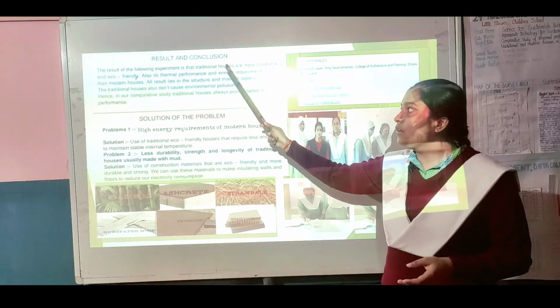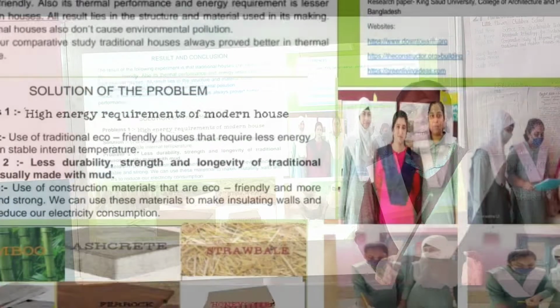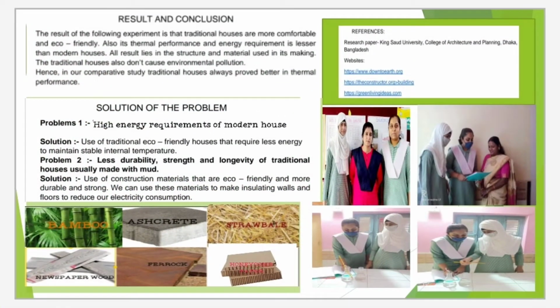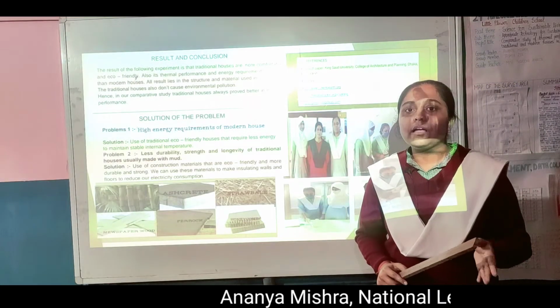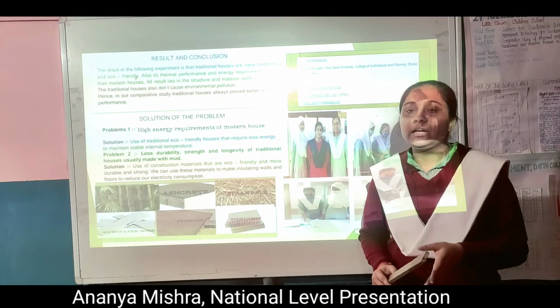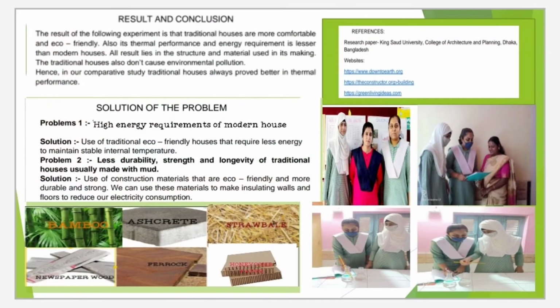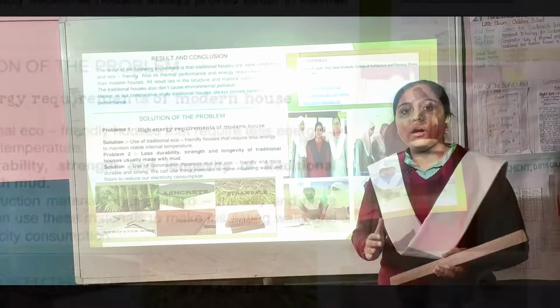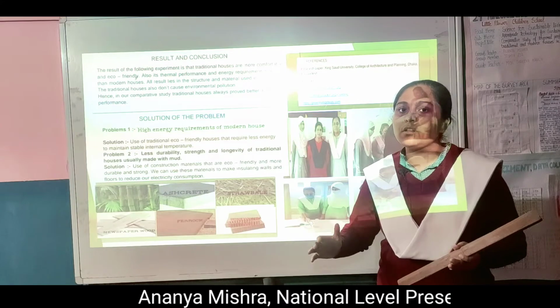So this is the result and conclusion. Why do traditional houses and modern houses show different temperature readings? Usually traditional houses are made with mud, cow dung and other eco-friendly materials, and there is a physical quantity called R value. R value tells about the thermal insulation capacity of a structure or a two-dimensional wall.